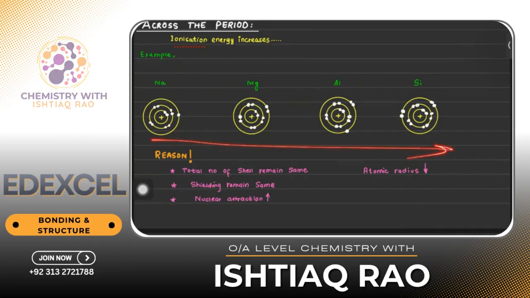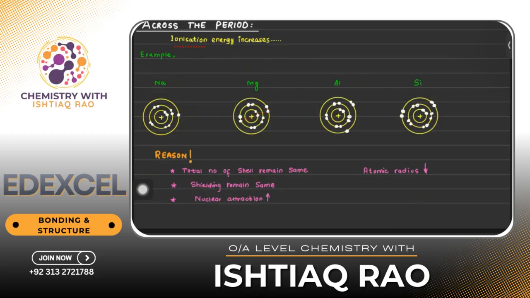When the size decreases, the ionization energy should increase, because I told you they are inversely proportional to each other. If you are thinking, sir, they all have three shells, so the size should be the same, so why are you saying the size decreases? Remember, I know the total number of shells remains the same, but the outer electrons increase and the number of protons increases: 11, 12, 13, 14. So nuclear attraction increases.